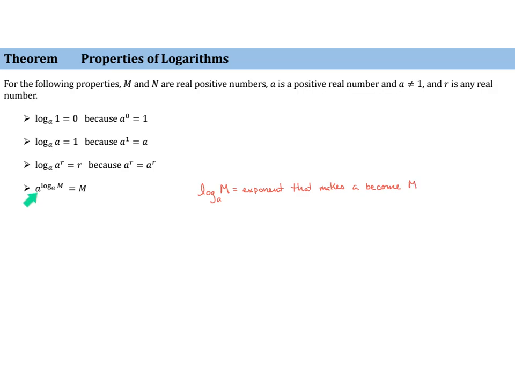Now look at this. We have a to that exponent equals what? Well, this whole thing is the exponent that makes a become m. This one's a little odd, but this is the key to the understanding.